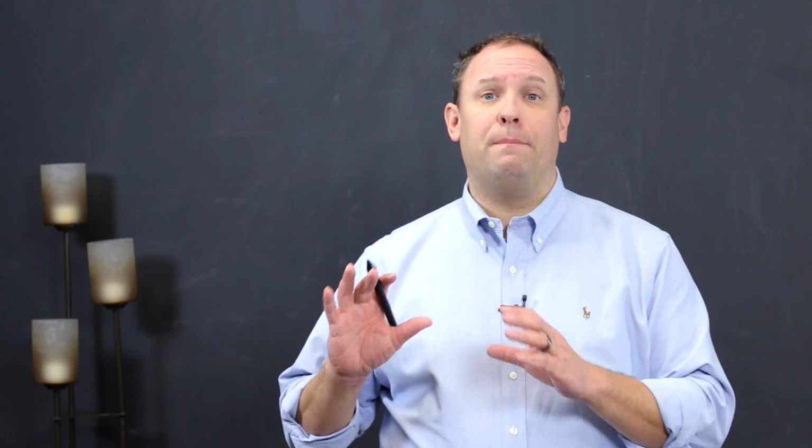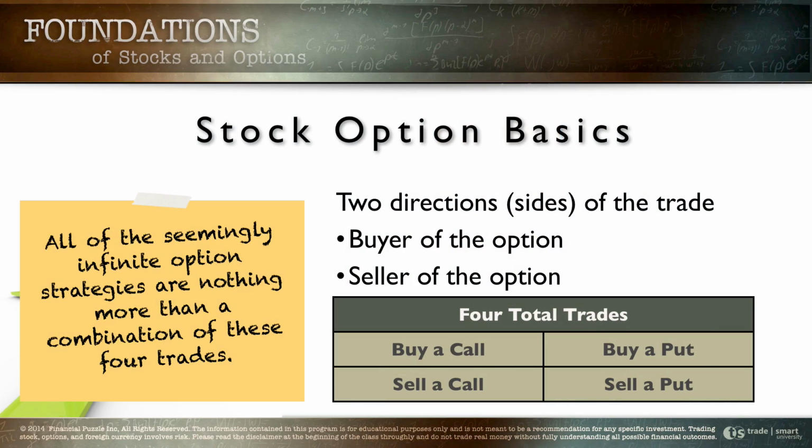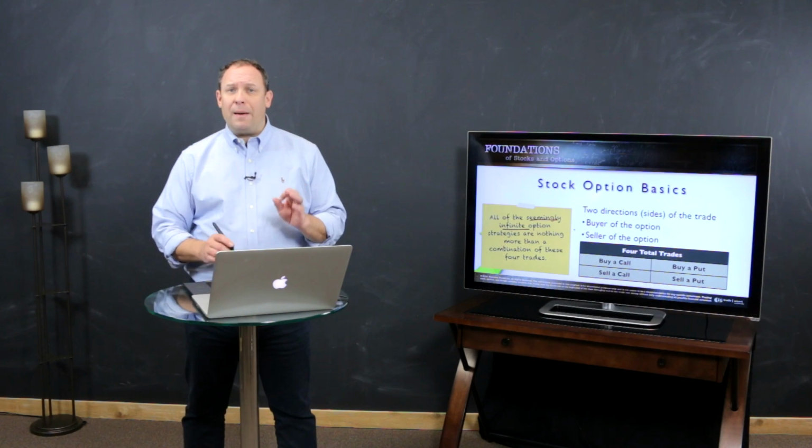People like to think that stock options are very complicated, and they can become complicated. In fact, I've got stacks of books that are over 1,000 pages that talk about option strategy. But all those strategies come down to these 4 simple trades. Buy a call, sell a call, buy a put, sell a put. Whatever strategy you're looking at, all the seemingly infinite option strategies are really nothing more than a combination of these 4 trades. Buy a call, sell a call, buy a put, sell a put. If we can understand these 4 trades, then everything in the world of options starts to open up.